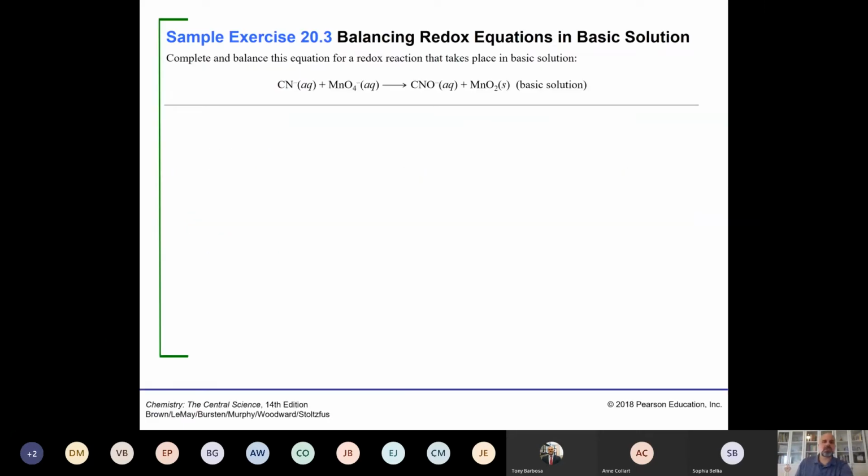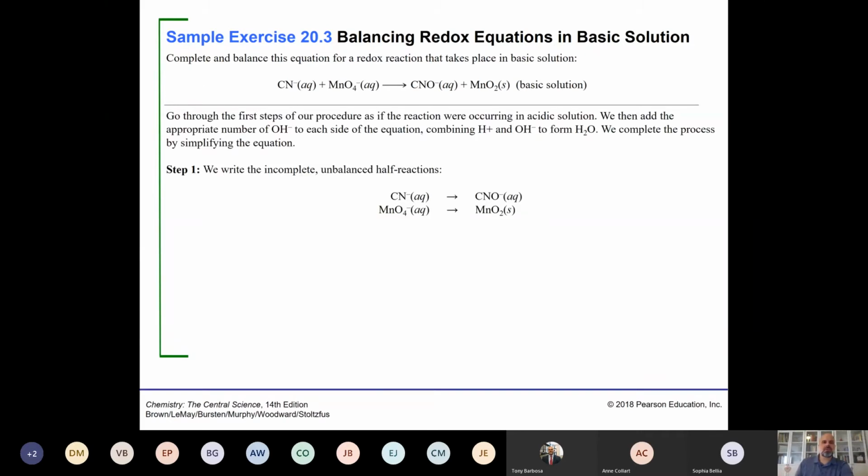If we're going to be doing a basic reaction, here's another example. The first thing you're going to do is go through the first steps of the procedure as if the reaction were occurring in acidic solution. You pretend it's acidic first. So you go through, we're trying to balance it. It tells you it's a basic solution, but we pretend it's acidic at first. We do everything we just did in that problem. We then add the appropriate number of hydroxide ions to each side of the equation, and we're going to combine any protons with hydroxide ions to form water, and then just simplify the equation.